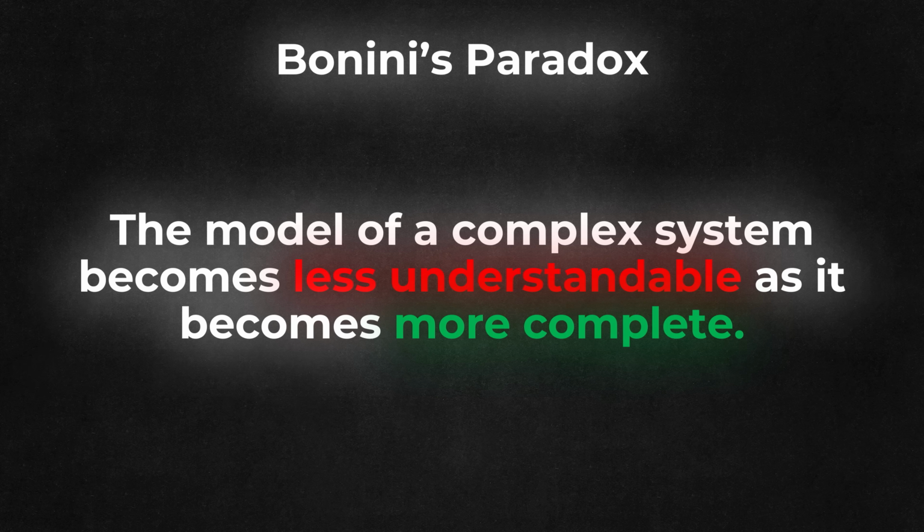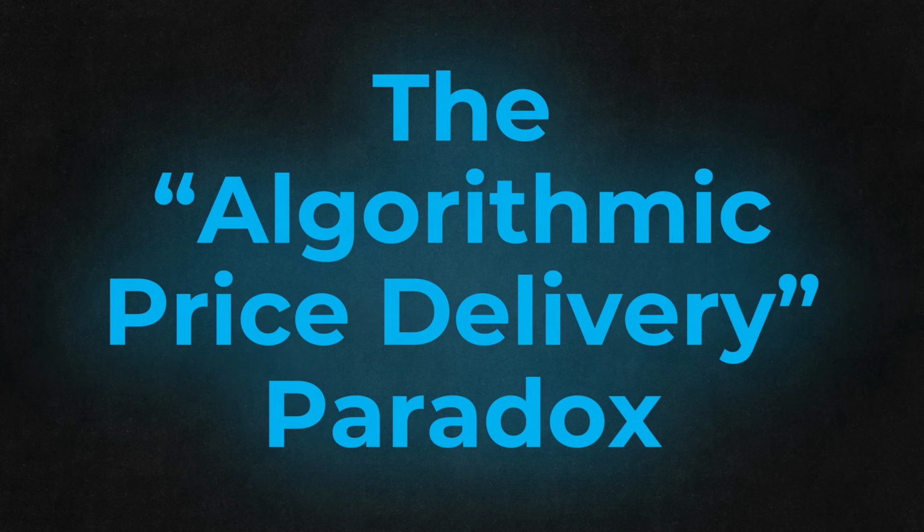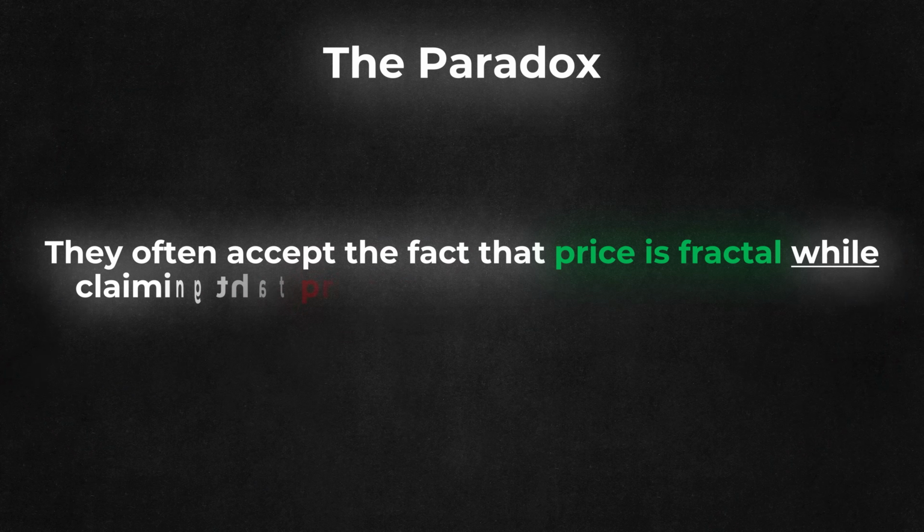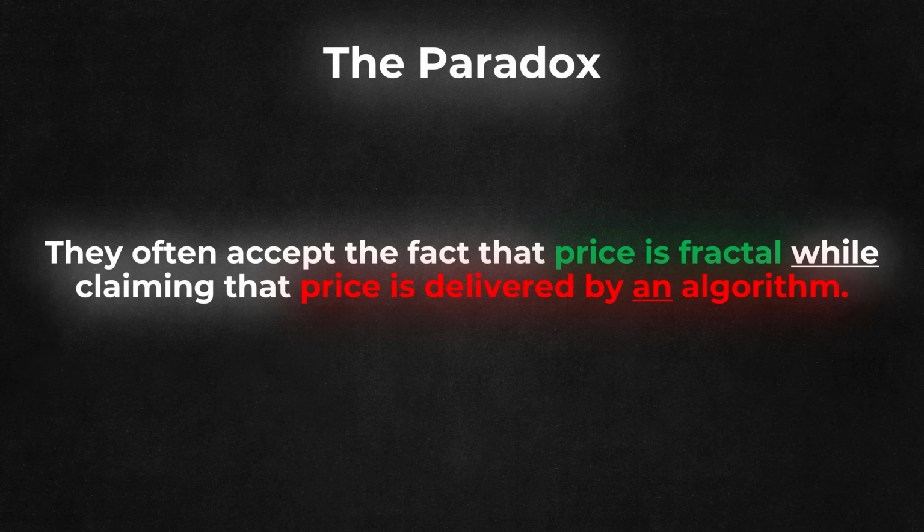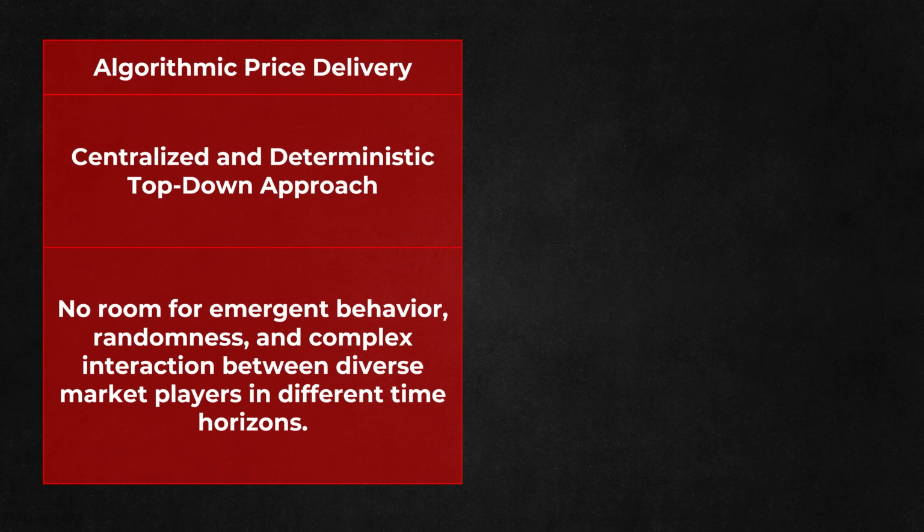There is a paradox in the way ICT traders think. They often accept the fact that price is fractal while claiming that price is delivered by an algorithm. So let's differentiate between the algorithmic price delivery hypothesis and the fractal market hypothesis. Algorithmic price delivery hypothesis: believing the market is controlled by a single centralized algorithm implies a deterministic top-down approach. This perspective suggests that price movements are preordained, orchestrated by a singular entity or mechanism, leaving little room for emergent behavior, randomness, and the complex interaction of diverse market participants in different time horizons.